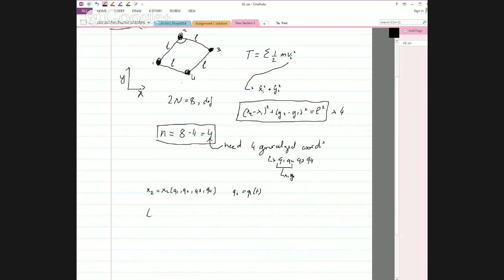What you then need to find is x2 dot, right? And x2 dot is going to be ∂x2/∂q1 q1 dot, chain rule, ∂x2/∂q2 q2 dot, plus ∂x2/∂q3, q3 dot, plus ∂x2/∂q4, q4 dot.